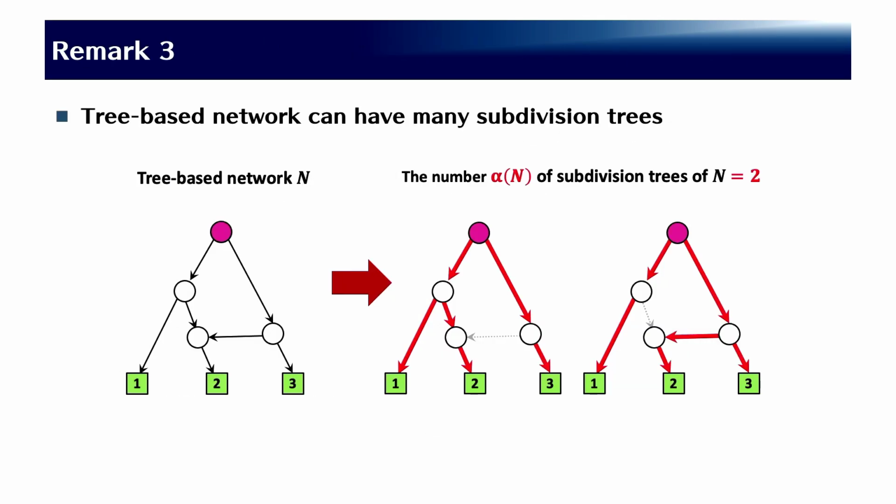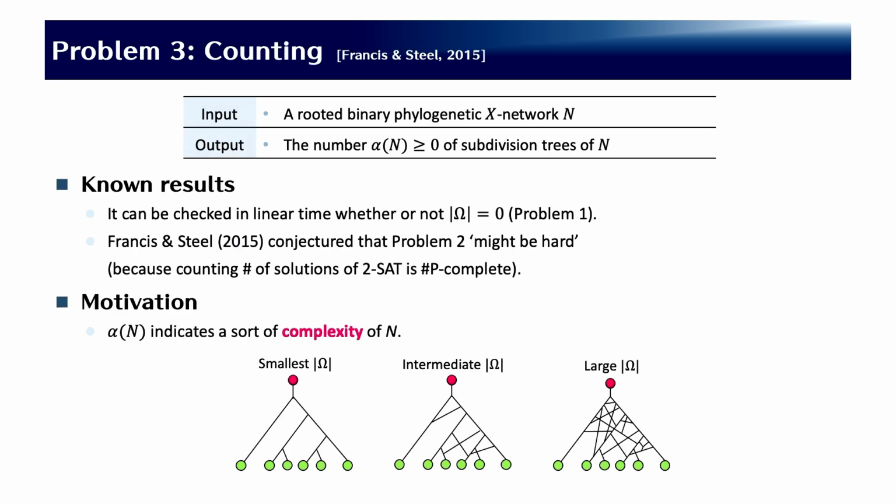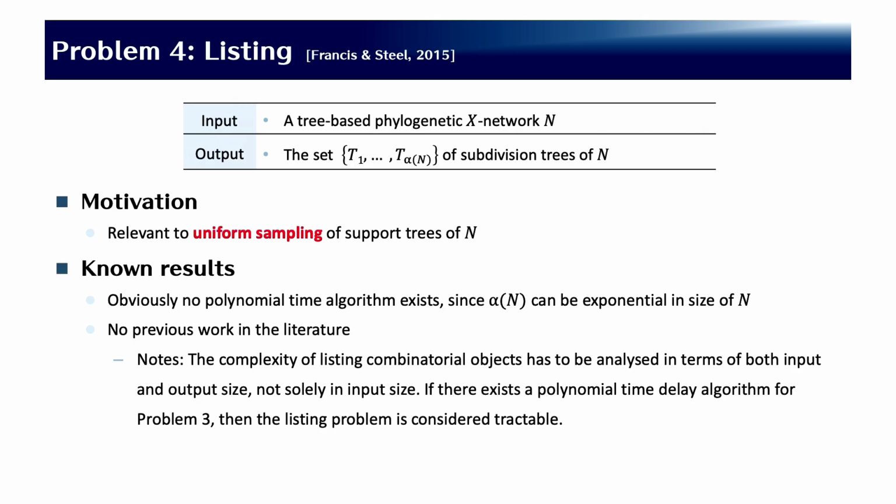The final remark is that, as I said, a tree-based network can have many subdivision trees. This example network has only 2, but in general, the number of subdivision trees can be exponentially many. So it's natural to ask how to compute the number alpha. This is what the counting problem is asking for. Likewise, a listing problem requires computing the list of all subdivision trees of N.